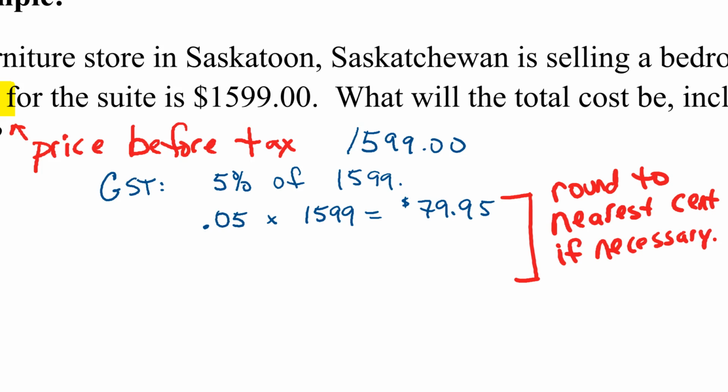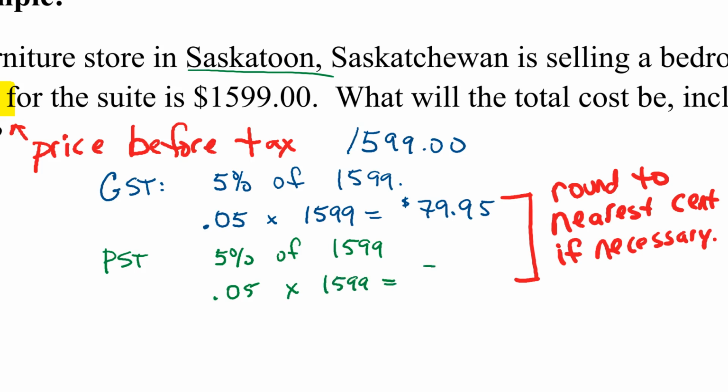All right, so our next one is the PST. So the PST in Saskatoon is actually also 5%, isn't it? So if we look it up, it's going to be 5%. Oh, well, you know what? Instead of having to run it into the calculator, it's going to be exactly the same. It's going to be 0.05 times 1599, and I already did that once, so I know it's going to be $79.95.